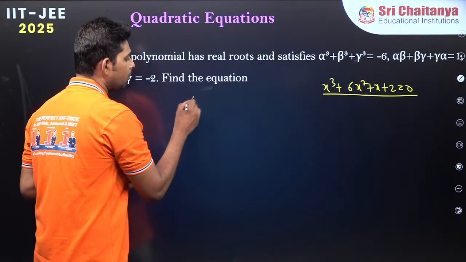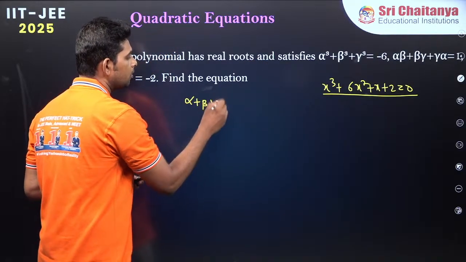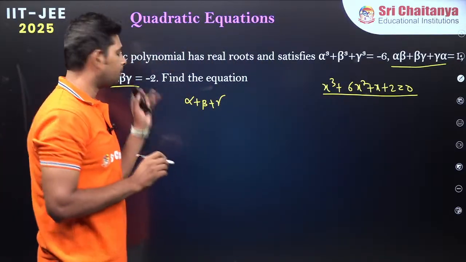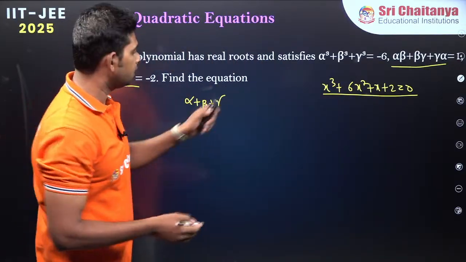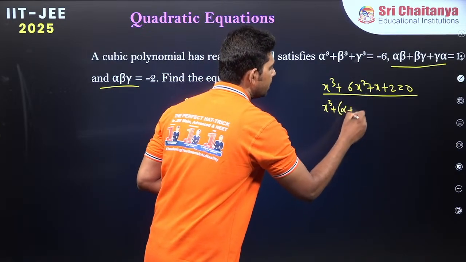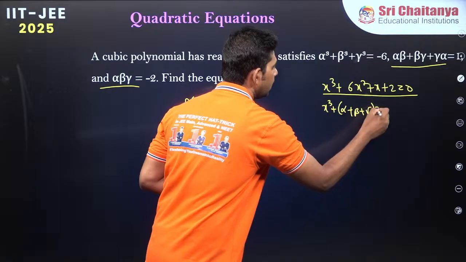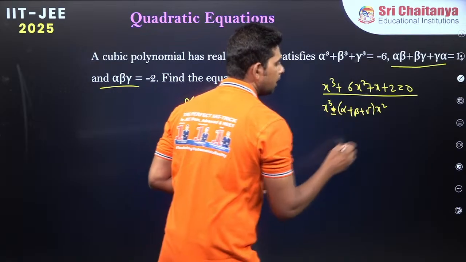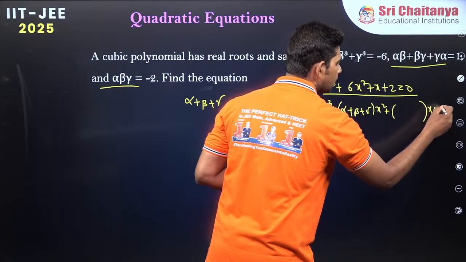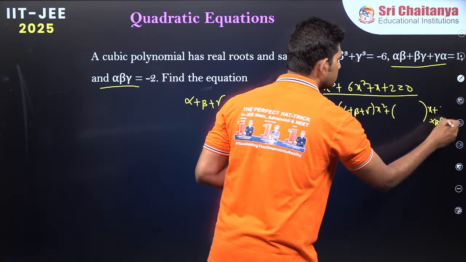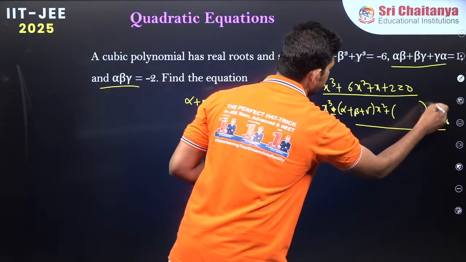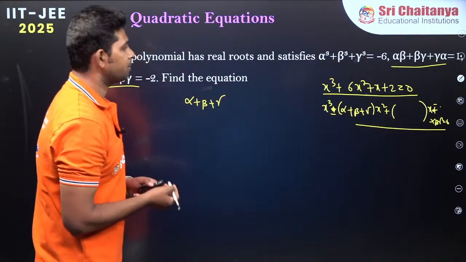We need to take alpha plus beta plus gamma. That we don't know. But we have the product of the roots two at a time and the product of all the roots also. For this equation, we need x cube minus (alpha plus beta plus gamma) into x square, plus the sum of the roots two at a time into x, minus alpha beta gamma is equal to 0. So we need to find alpha plus beta plus gamma.